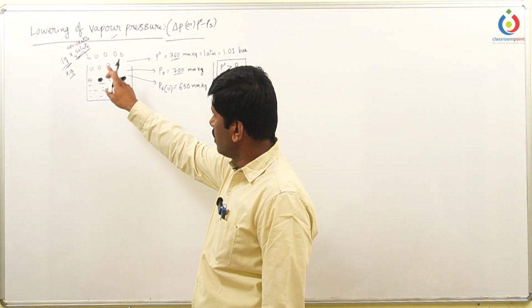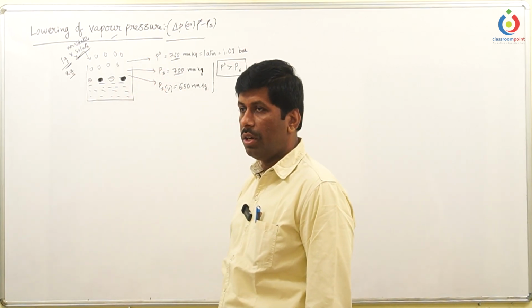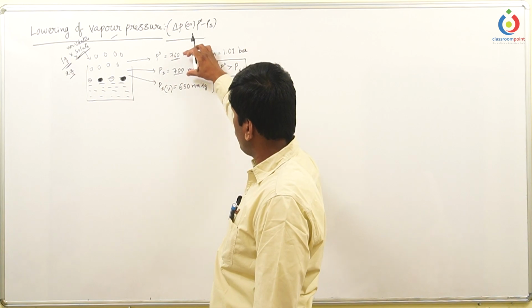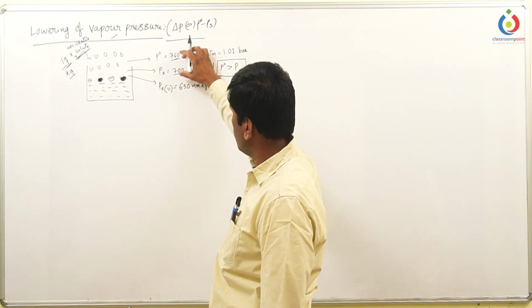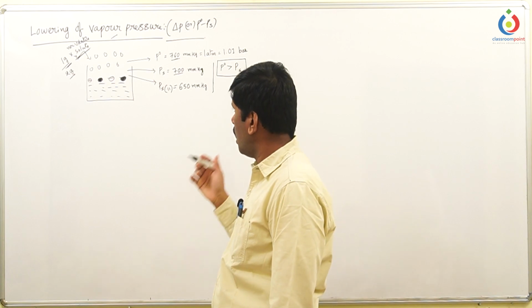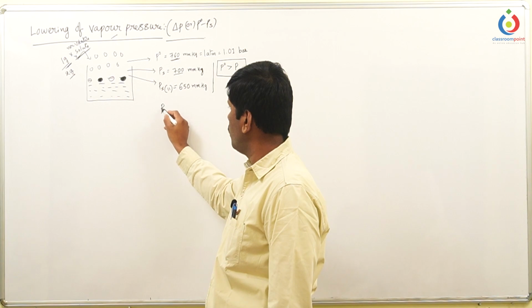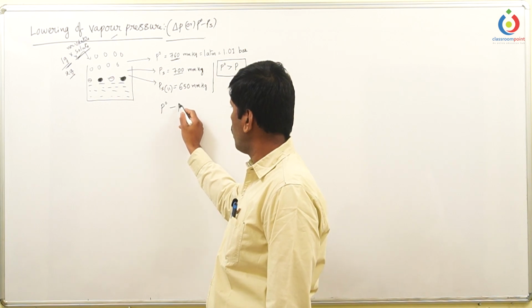That means when the concentration of the solution increases, vapor pressure gradually drops. Then what is the difference between these vapor pressures? 760 minus 700, that means 60 millimeters of Hg. How did we calculate? Higher value minus lower value. What is the higher value? P0 value.